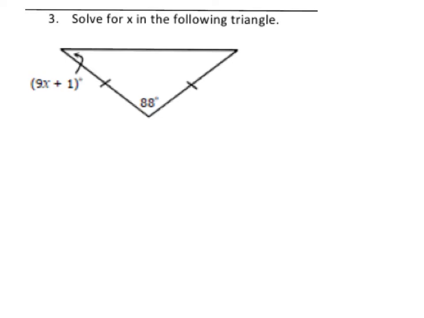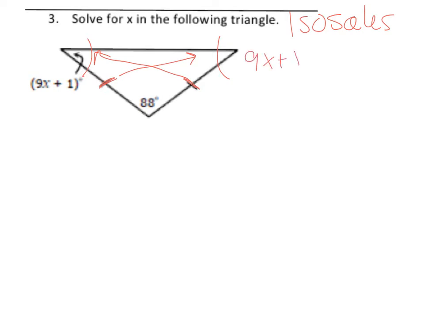Question 3 says solve for x in the following triangle. Notice this triangle already has some markings on it. I know that these two sides with the marks are equal. And if two sides are equal, we know that this is an isosceles triangle. If it's an isosceles triangle, we also know that the angles across from them will be equal. So I know that both of those top corner angles are equal. So if the top left one is 9x plus 1, the top right one will also be 9x plus 1.